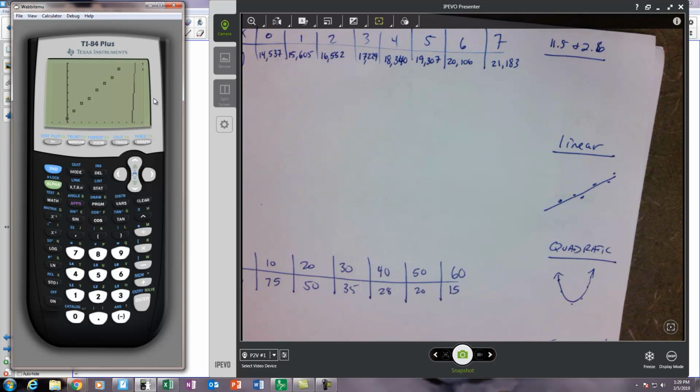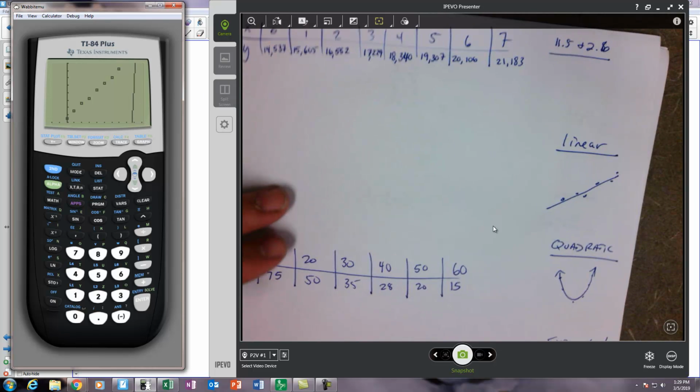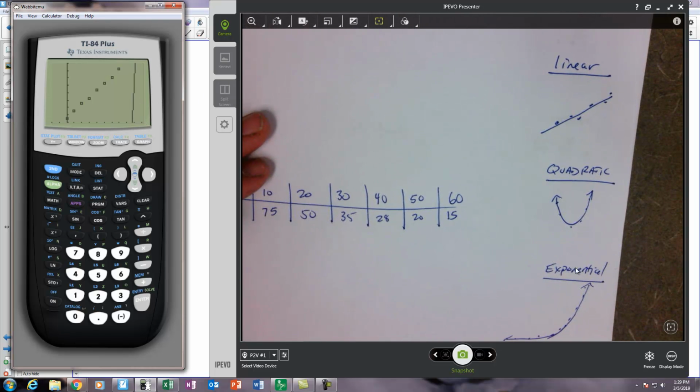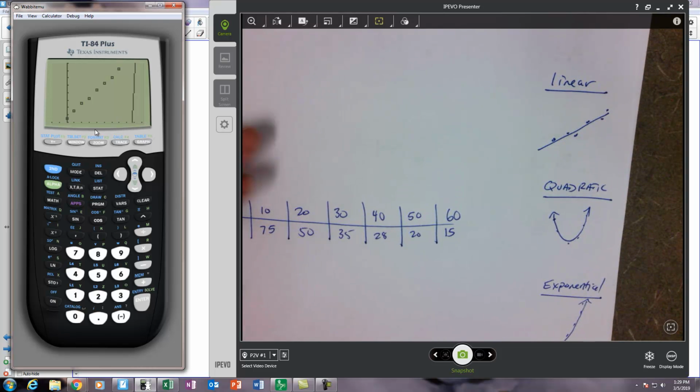Now in terms of our three options, I would have to say that this looks the most like a straight line out of the group. So we're going to look at linear. Because I think it's linear, I'm going to go ahead and hit Stat, slide over to Calc, and I'm going to choose linear regression.